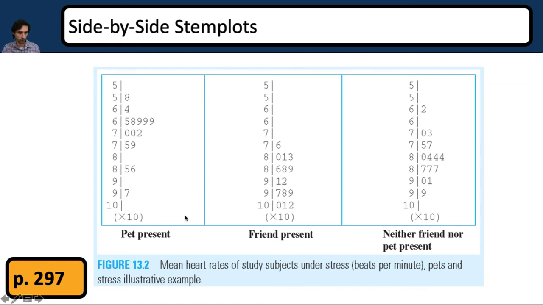If we're looking at blood pressure here, people with the pets, they look the least rattled, and then we have the people just by themselves. Interesting. At the peak, it seems a little bit more centered and more evenly distributed than the friend present.